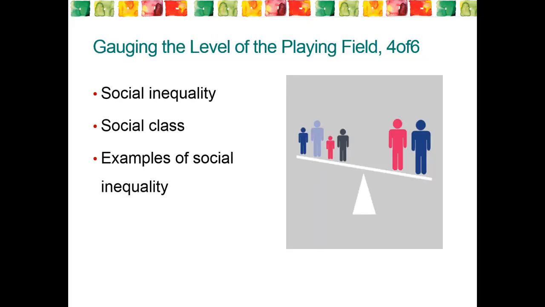The fourth area of development is called gauging the level of the playing field. The playing field is just a metaphor for opportunities in society. But if we are really observant, we notice that there's a lot of social inequality around us. Social inequality is this real chasm that exists, whether we're talking about opportunities related to gender or income or ethnicity. And there are advantages when you look inside of those different dimensions of diversity.